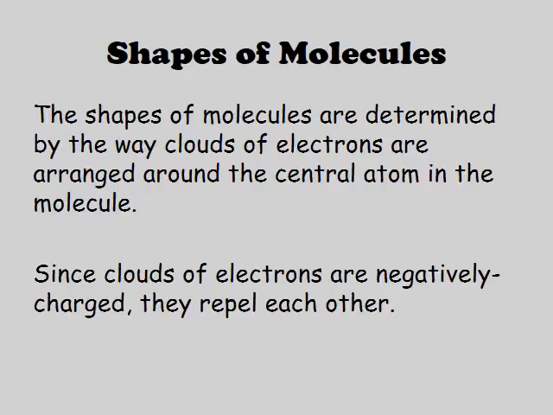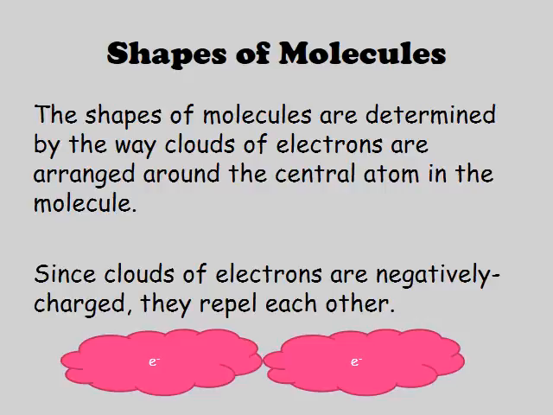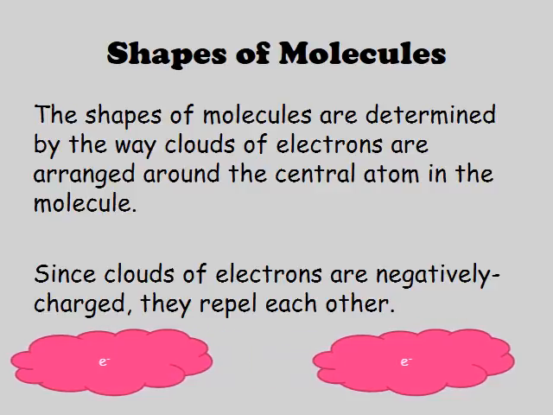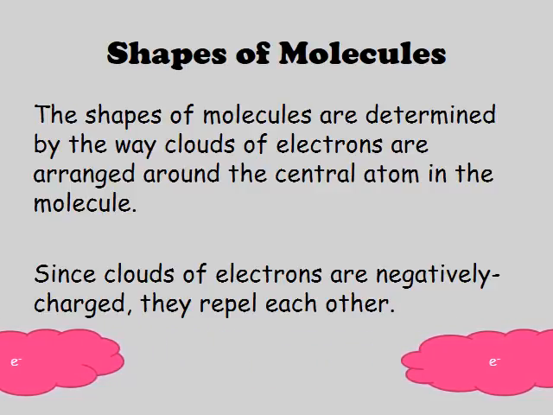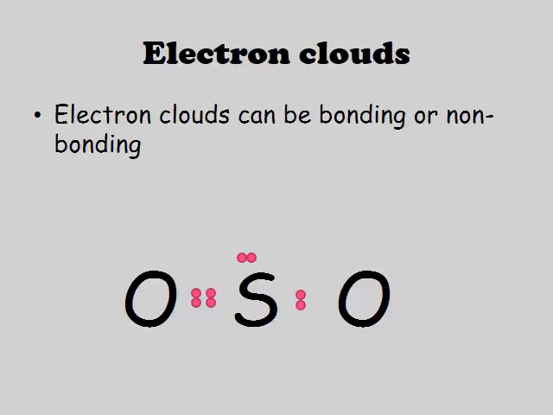Because since clouds of electrons are negatively charged, they will repel each other. So these two examples here of an animation, they're going to repel each other because they're both negative. So, electron clouds. Remember in our last lesson we looked at sulfur dioxide. Electron clouds can be bonding or non-bonding.